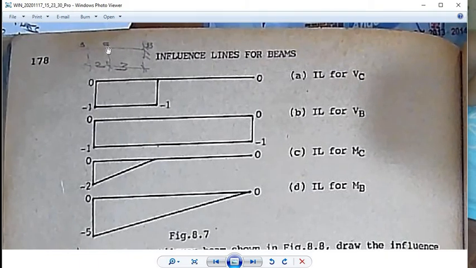Okay, ayan, from the figure. Tapos A, yan yung free end, B, yan yung support. And then the distance between AC is 2 and then C to B is 3. So, letter A, find the influence line for shear at C.